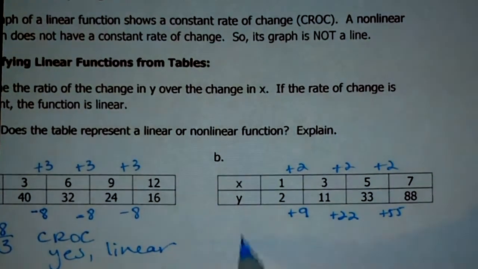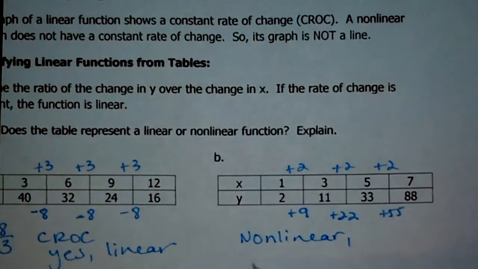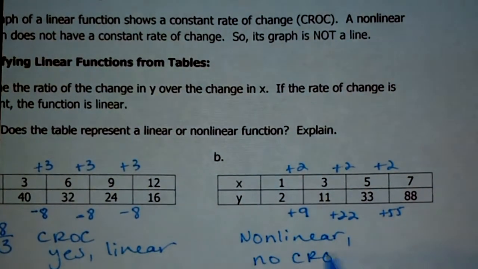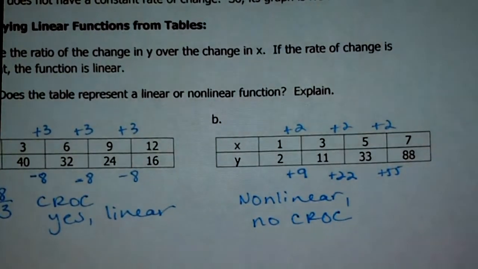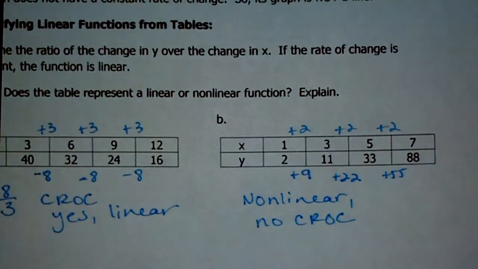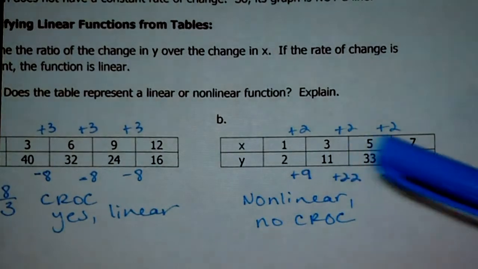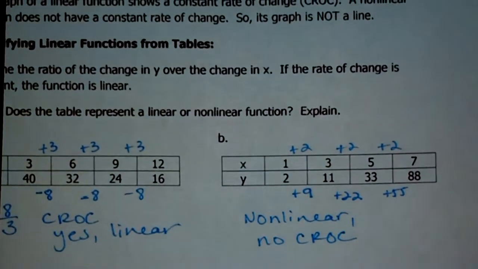So this would not be linear. So I'm going to write nonlinear. And I'm going to write no crock, because I like writing the word crock. It makes me giggle. Alright, so from a table, if it's a constant rate of change, it's linear. If it's not, it's not. And don't worry, you'll be exposed to how to recognize other kinds of relationships from a table as well.